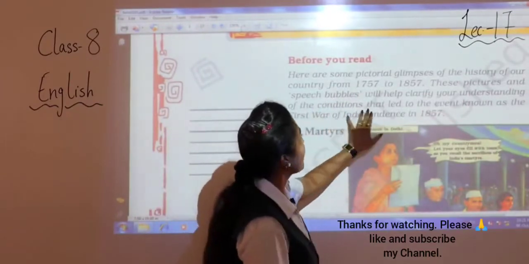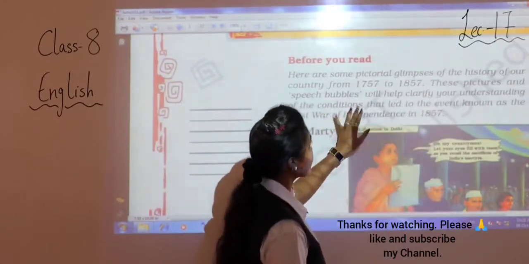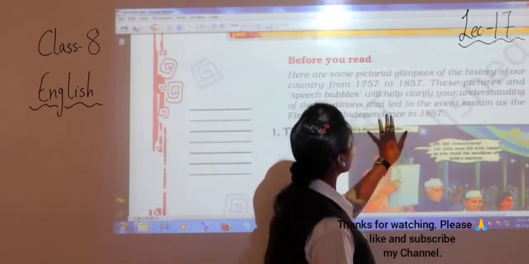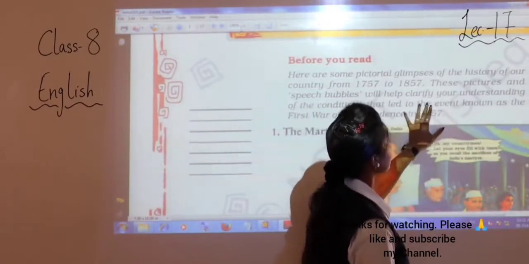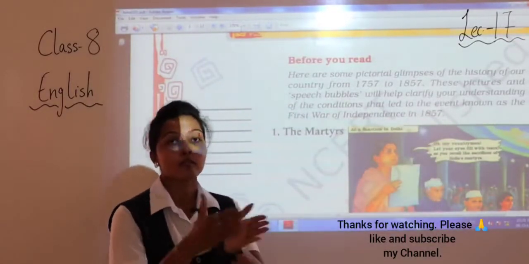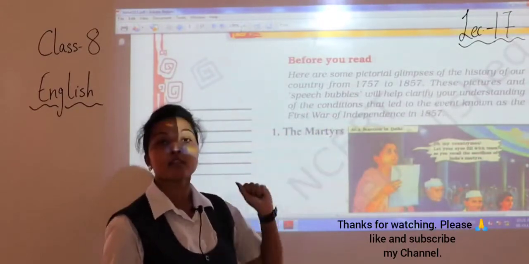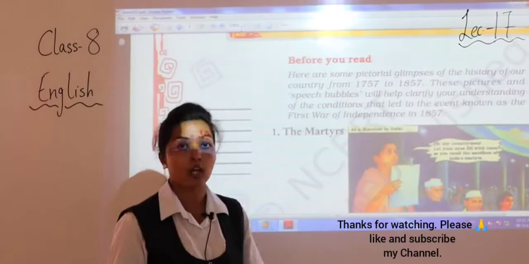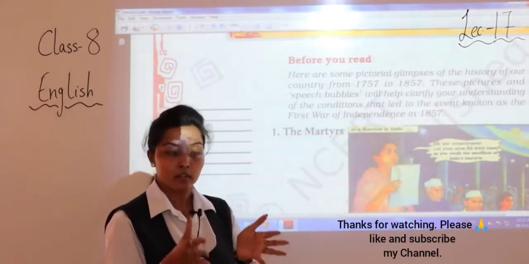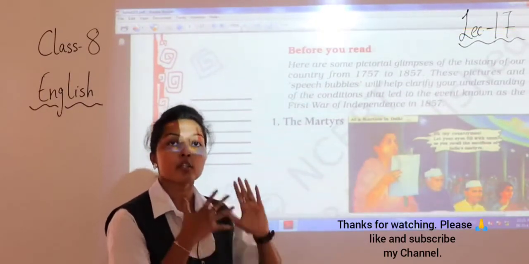The speech bubbles will help clarify your understanding of the conditions that led to the event known as the First War of Independence in 1857. Because of the First War of Independence in 1857, there were some situations and reasons behind it.